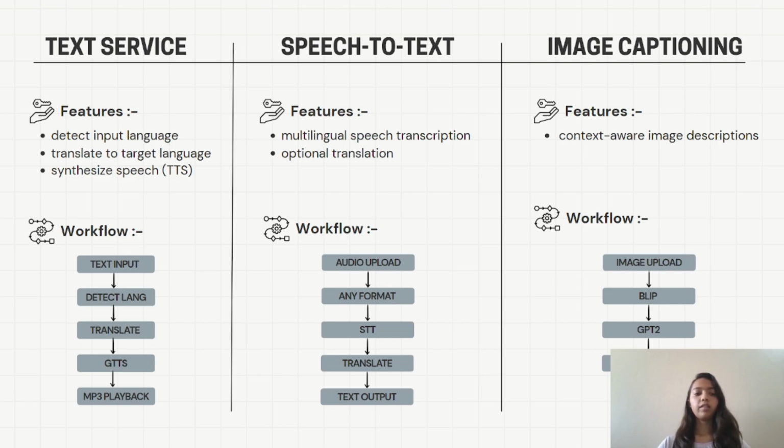First the user enters the text input, and then the detected language appears on the screen with the confidence score. After the detection of the language, it can be translated into any of the languages as per the user, and then the translated text is converted to speech using the Google Cloud text-to-speech API, and the audio is played using MP3 playback.